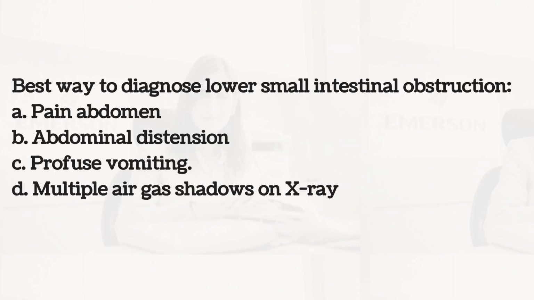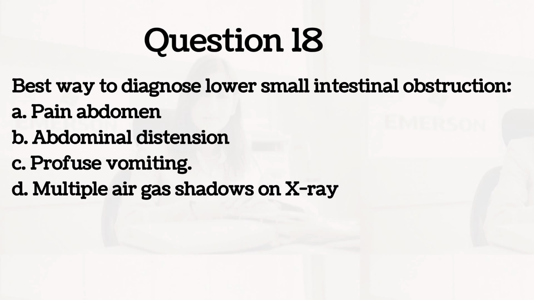Question 18 is saying best way to diagnose lower small intestinal obstruction. A. Pain in the abdomen. B. Abdominal distension. C. Profuse vomiting. D. Multiple air gas shadows on X-ray. So pause the video somewhere. The best investigations in intestinal obstruction.